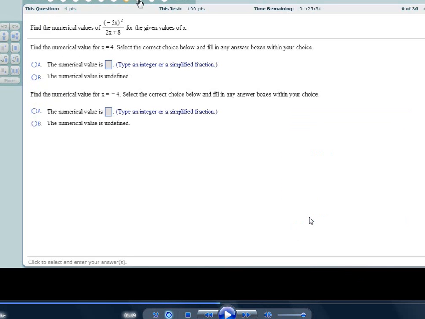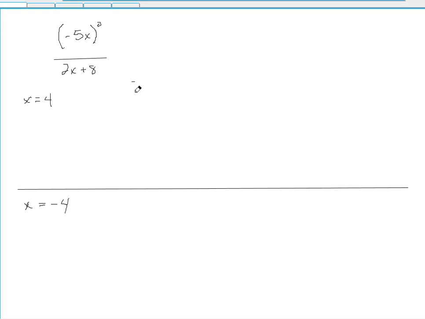Okay, number 17. Find the numerical values of the expression right there for the given values of x. Folks, all that means is evaluate. They could have summed this up by saying evaluate, give the expression when x is 4, right? And then do it again when x is negative 4. That's what we're going to do. We're going to evaluate twice. First, we're going to plug 4 into the expression everywhere we see x.